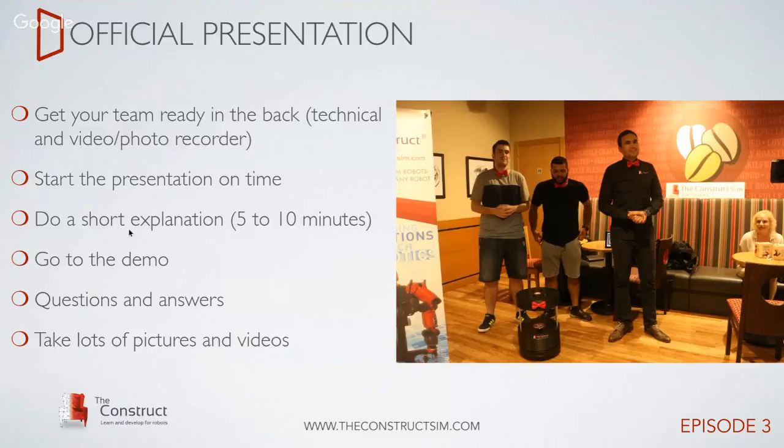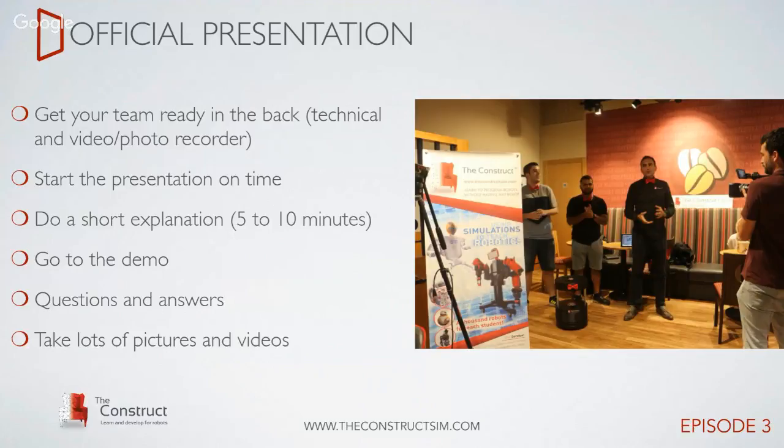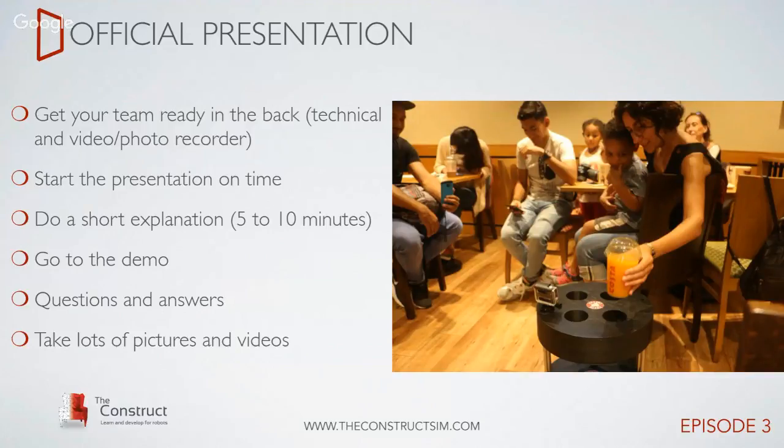In the presentation, do a very short explanation, 5 to 10 minutes. In our case, the three of us involved in the development of the robot each spoke for some minutes, each one about the part they were in charge of. Then you go straight to the demo. That's the important thing. That's what everybody wants to see, the robot moving around. So go straight to the demo. And then maybe you will have to repeat the demo many times because people want to see it again and again. That's very fun.